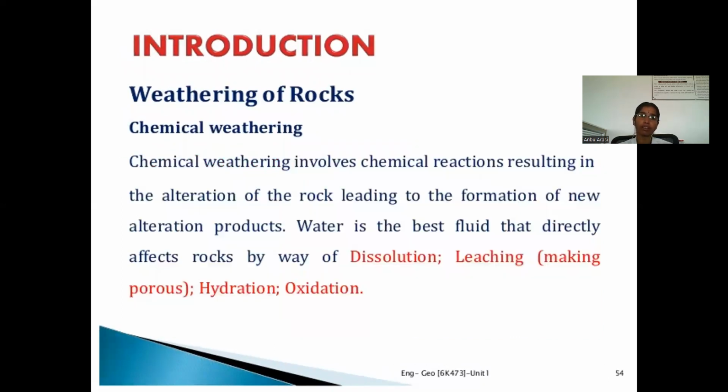Next, chemical weathering. Chemical weathering involves chemical reactions resulting in the alteration of the rock, leading to the formation of new alteration products. Water is the best fluid that directly affects rocks by way of dissolution, leaching, hydration, and oxidation.